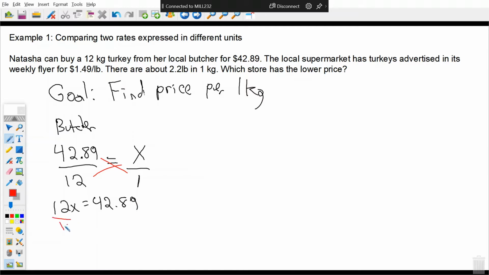Divide both sides by 12. x equals 3.574. So this is the price per 1 kilogram at the butcher shop. Now we know what the butcher shop charges per 1 kilogram. So now we move over to the supermarket.